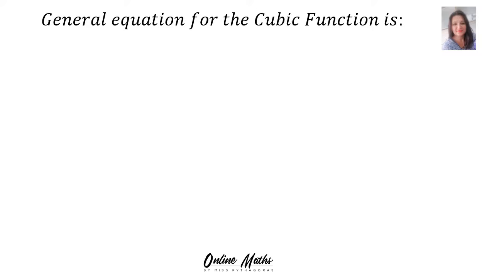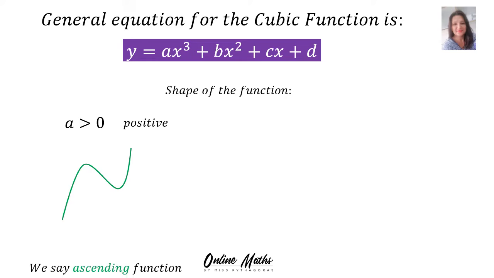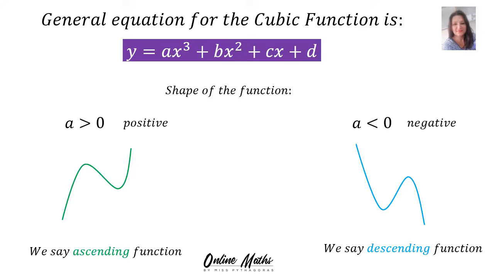To start with, the general equation for the cubic function is y is equal to ax cubed plus bx squared plus cx plus d. Now, first of all, the shape of the function. When a is greater than 0 or positive, then this is the shape. We say it's an ascending function. When a is smaller than 0 or negative, this is the shape and we say it's a descending function.